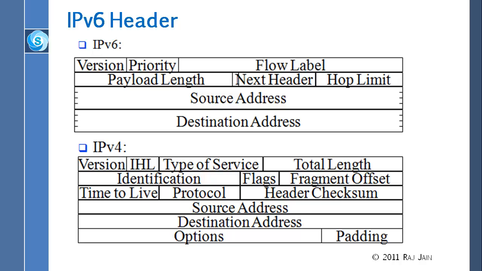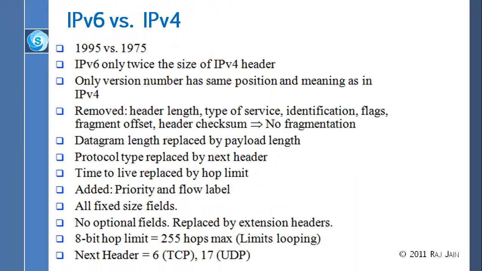So first thing is that IPv6 is different from IPv4 because it is 1995, not 1975. The header size: they said we don't need to put everything in the header, so the main header is only twice the size. This length is 4 plus 4 plus 2, 10 times 32 bits, and the IPv4 header is probably 5 times 32 bits. So only twice. Only the version number has the same position and meaning, everything else is different.